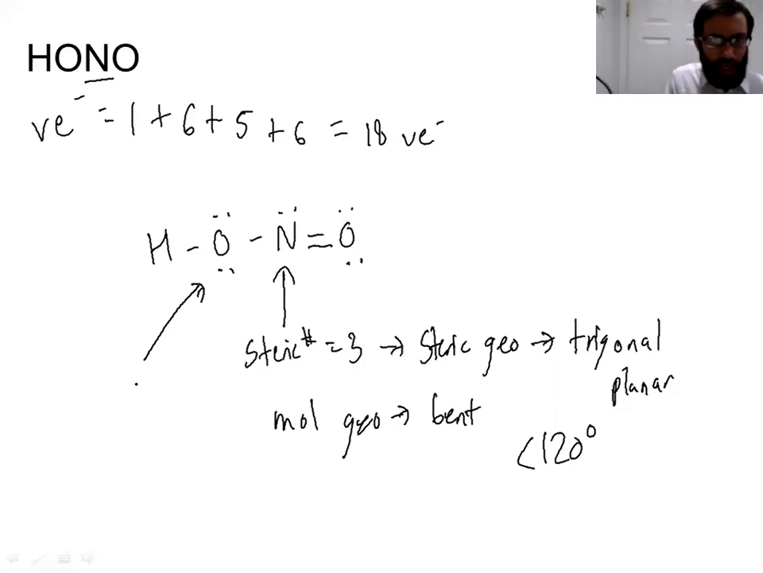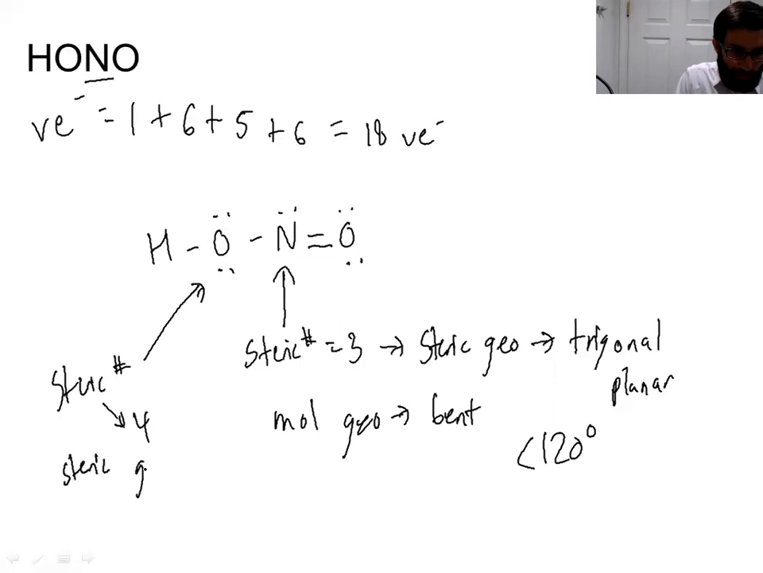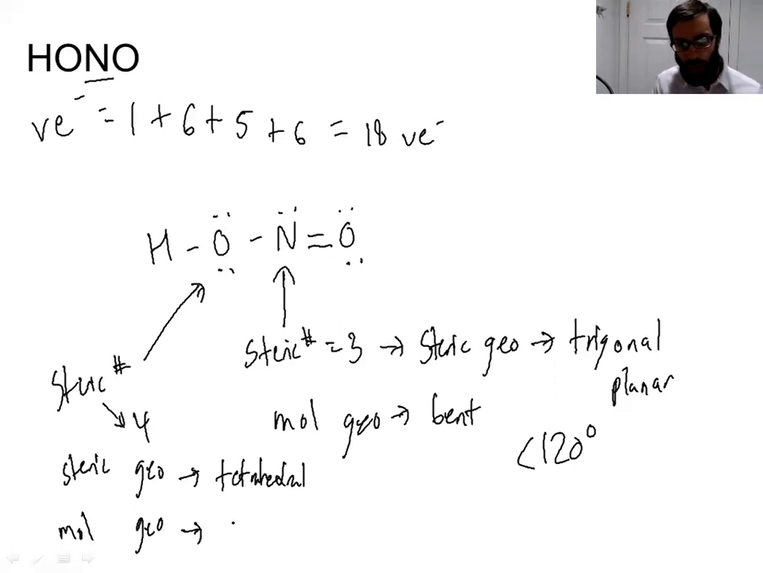This oxygen's steric number is 4. Why is that? It has 2 bonding sites and 2 lone pairs, so that gives you 4. That gives you a steric geometry of tetrahedral, and a molecular geometry of tetrahedral with 2 lone pairs. You started with the tetrahedron, which has 4 points, and you've removed 2 of those vertices, so that also gets you to bent. It's getting to bent a different way, from a tetrahedron, but there are 2 ways to get to bent.